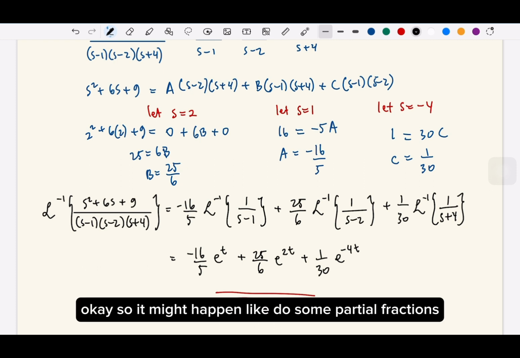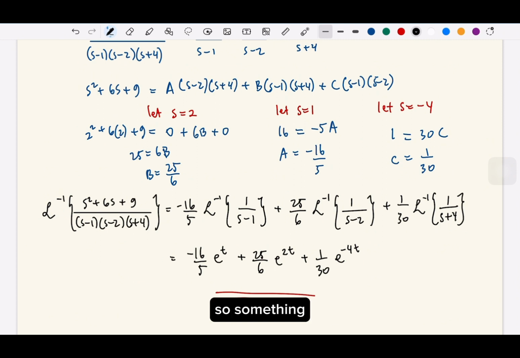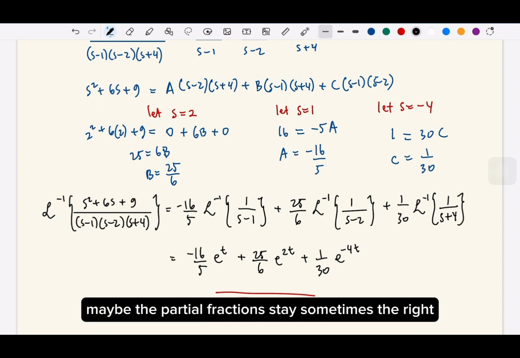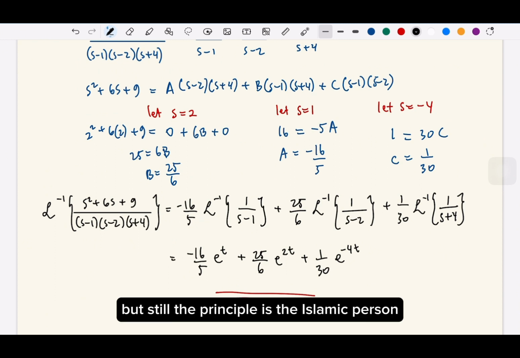Okay, so it might happen that you need to do some partial fractions, and it's a part of the whole process. So sometimes the partial fractions take some time to write, but still the principle is this Laplace inverse.